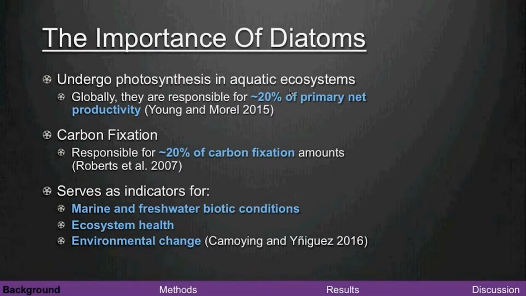Diatoms are abundant throughout Earth's marine and freshwater ecosystems. And as primary producers, they are also responsible for about 20% of the Earth's global primary net productivity. In addition to that, they're also responsible for about 20% of the carbon fixation throughout Earth. For our interest, we're more interested in their role as proxies for environmental change and health of marine and freshwater ecosystems.